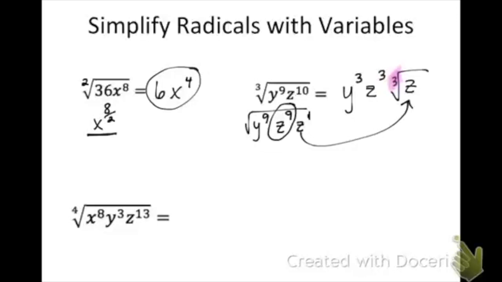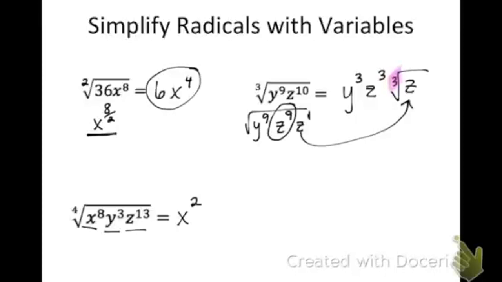Okay, let's do another one. The 4th root of x to the 8, y to the 3rd, and z to the 13th. So here, the x works out great. 8 divided by 4 is 2, so we're going to have x squared. y has an exponent that's less than 4, so we are unable to pull that out at all. So y to the third will be left inside the radical.